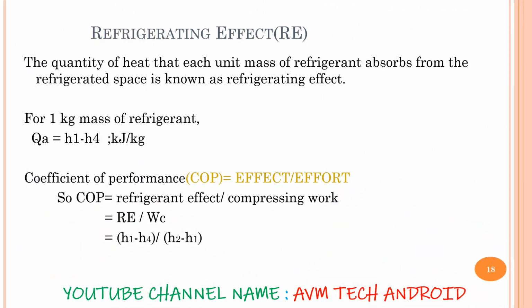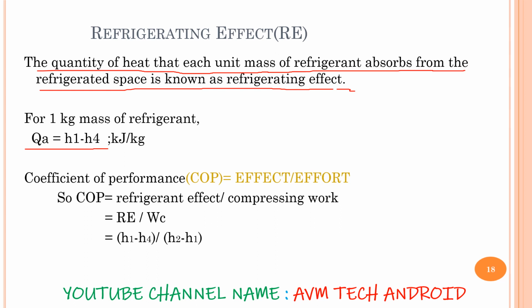So this refrigerant effect, that is the quantity of heat that each unit mass of refrigerant absorbs from the refrigerated space, is known as the refrigerant effect. And what is that heat absorbed? That is H1 minus H4. So H1 is the enthalpy of vapor entering the compressor, and H4 is the enthalpy of refrigerant at state 4.